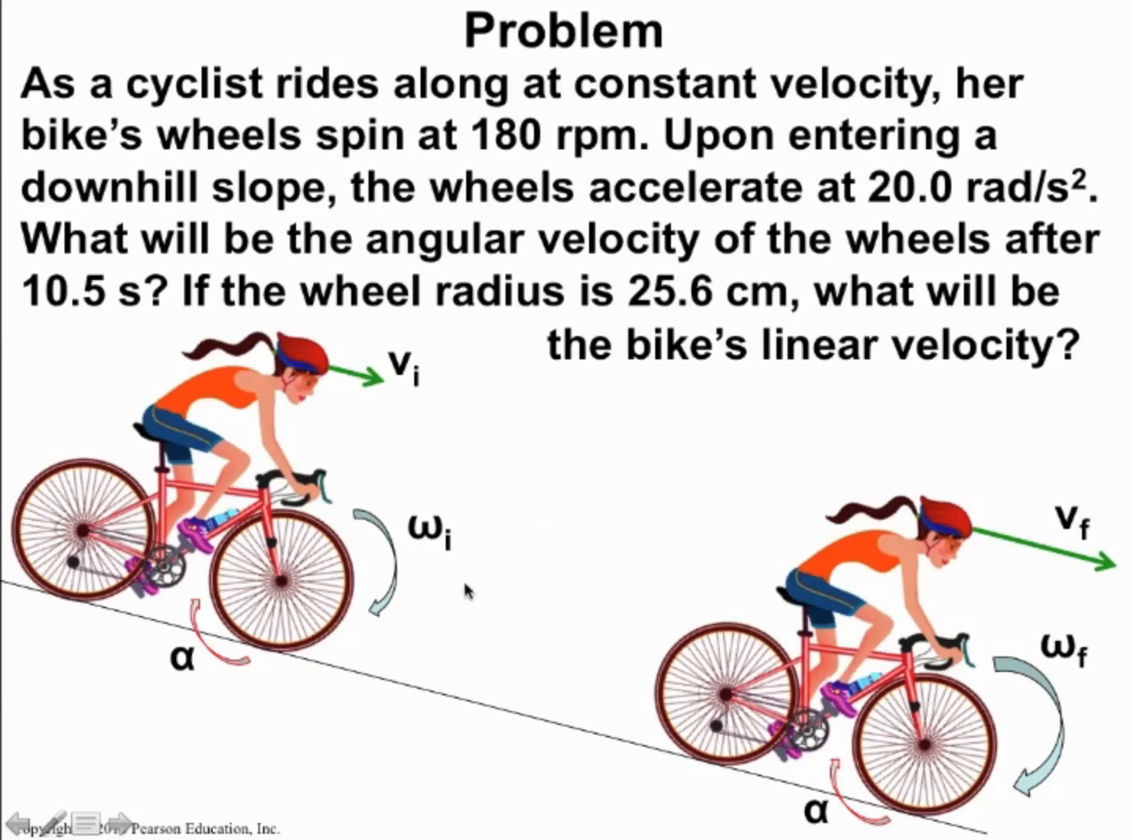All right, and so we have omega I. And notice how omega I is small in the first frame, but omega F is big because the omega has increased. And notice also that there is a VI, a linear velocity here, just the velocity of the bike and biker together. And the VF in the second frame is bigger in magnitude because there has also been a linear acceleration. Remember that angular acceleration and linear acceleration go hand in hand.